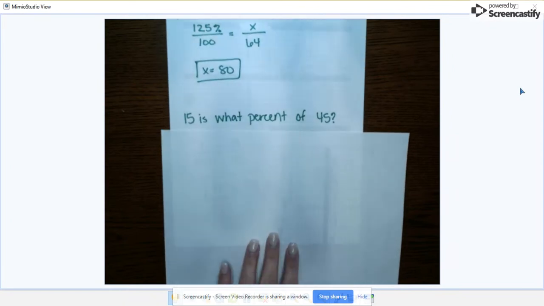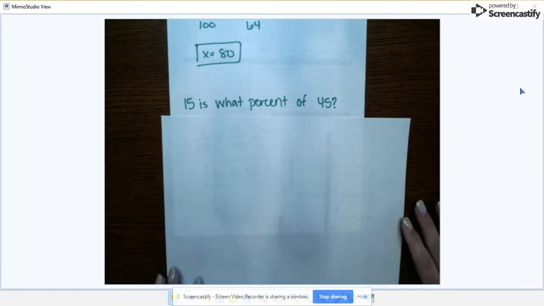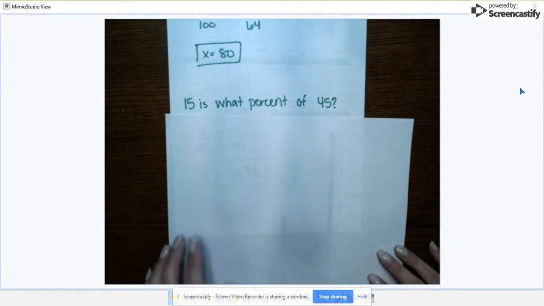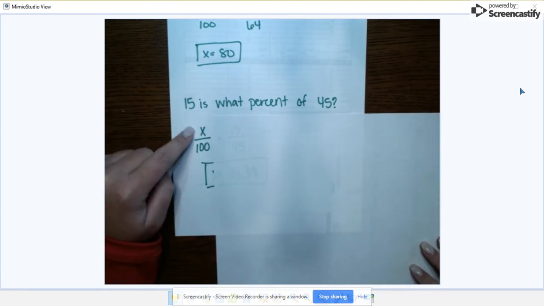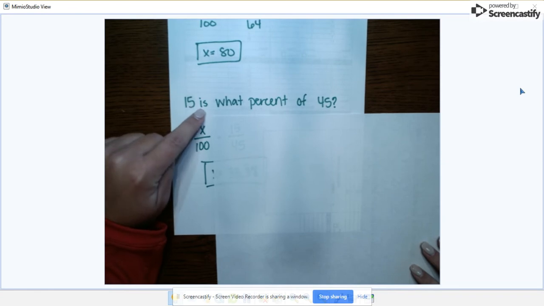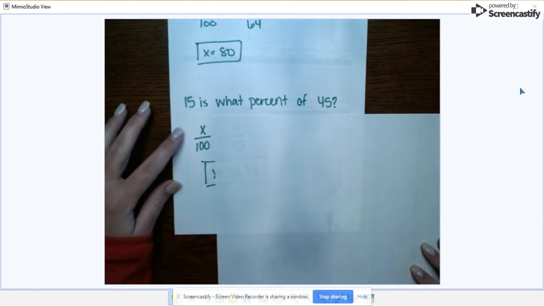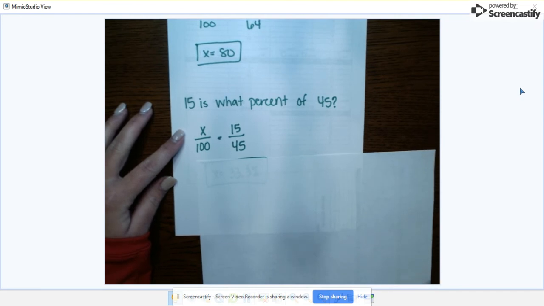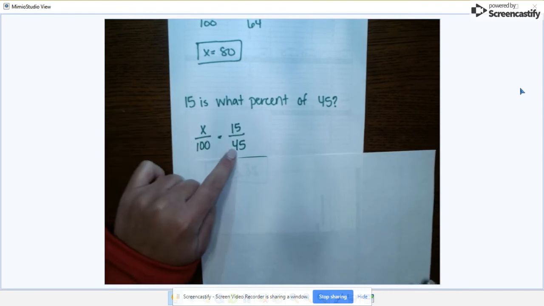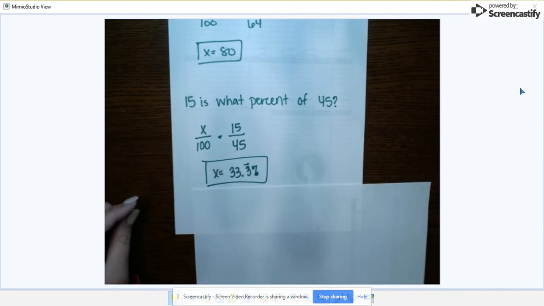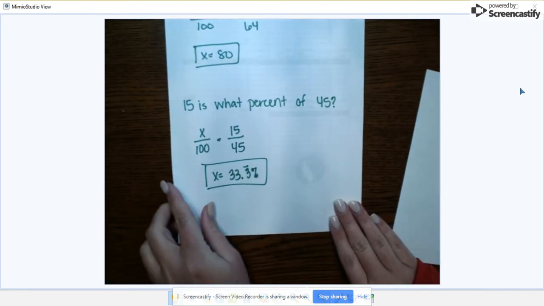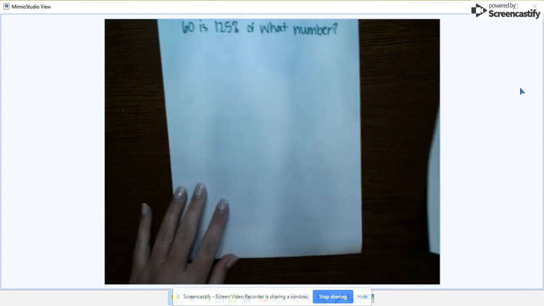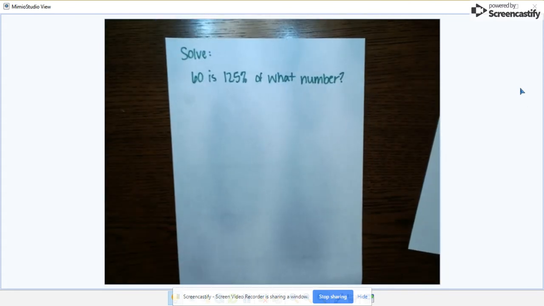Okay, here's another one. 15 is what percent of 45? This time we don't know what percent, so our first fraction is x over 100, since we're looking for that percentage. Now we have 15 is and of 45. So 15 goes on top, 45 on the bottom. Cross multiply and divide. We get 33.3 or 33 1/3%. Right? And finally, I'd like you guys to solve 60 is 125% of what number?